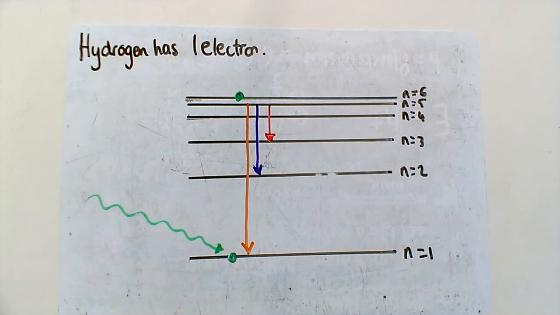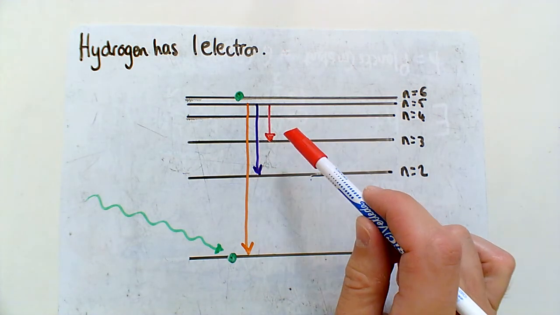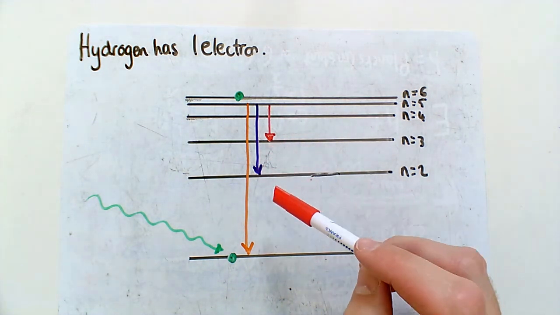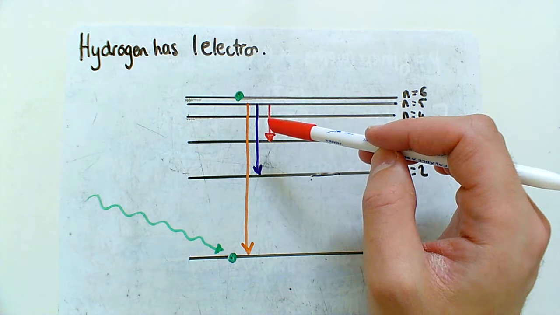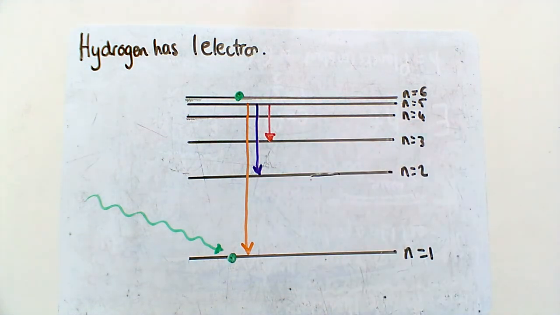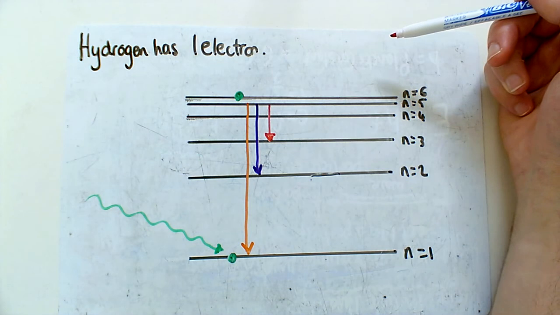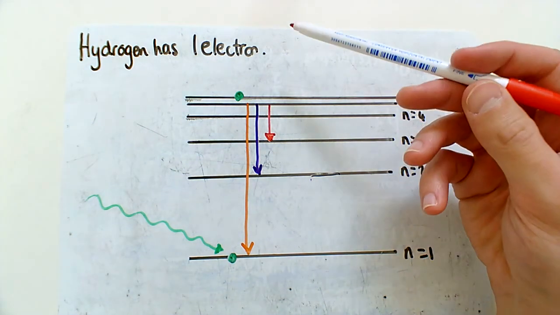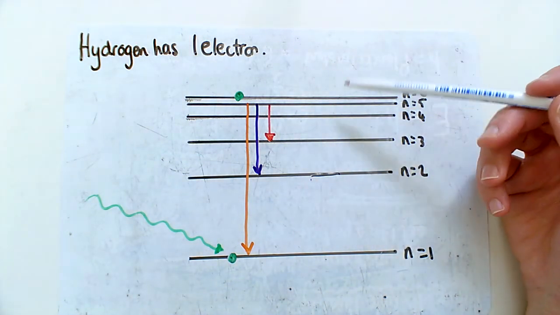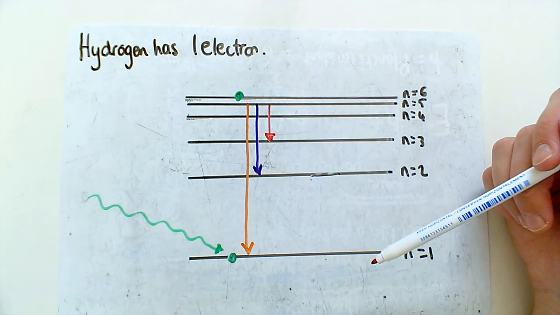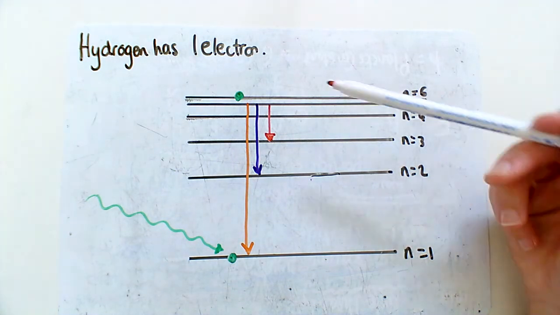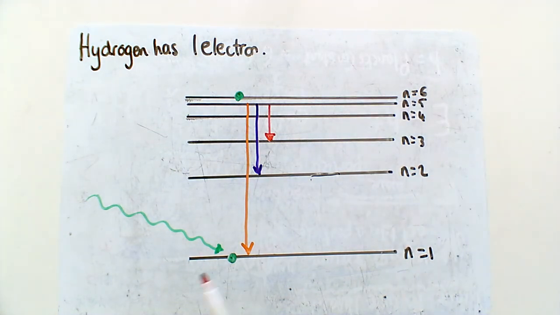Now you can see that if it's going to n equals 1, it's going to be a lot more energy than if it goes to n equals 2, or if it goes to n equals 3. And if it's going to n equals 3, that's a lot less energy than going to n equals 2. All the bands that exist beyond this have these options. They can always fall to different energy levels. The biggest energy is always going to correspond to falling to n equals 1.